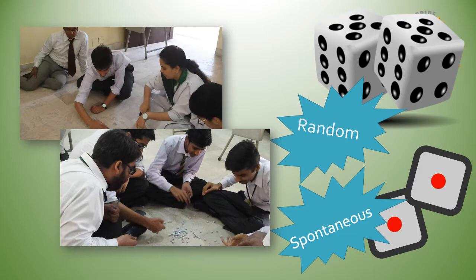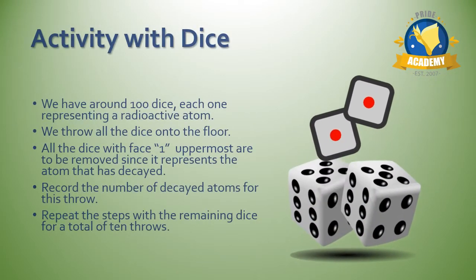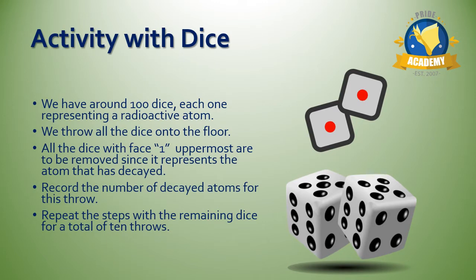So in the activity, we have 100 dice and we roll them. The rolling is just one attempt, let's say attempt number one. In the first attempt, if the face up is one, that means that nucleus has decayed. We will count and take out those dice and then roll again. Every rolling, when one face up comes, that dice or that nucleus has decayed. So we will count and remove that dice.